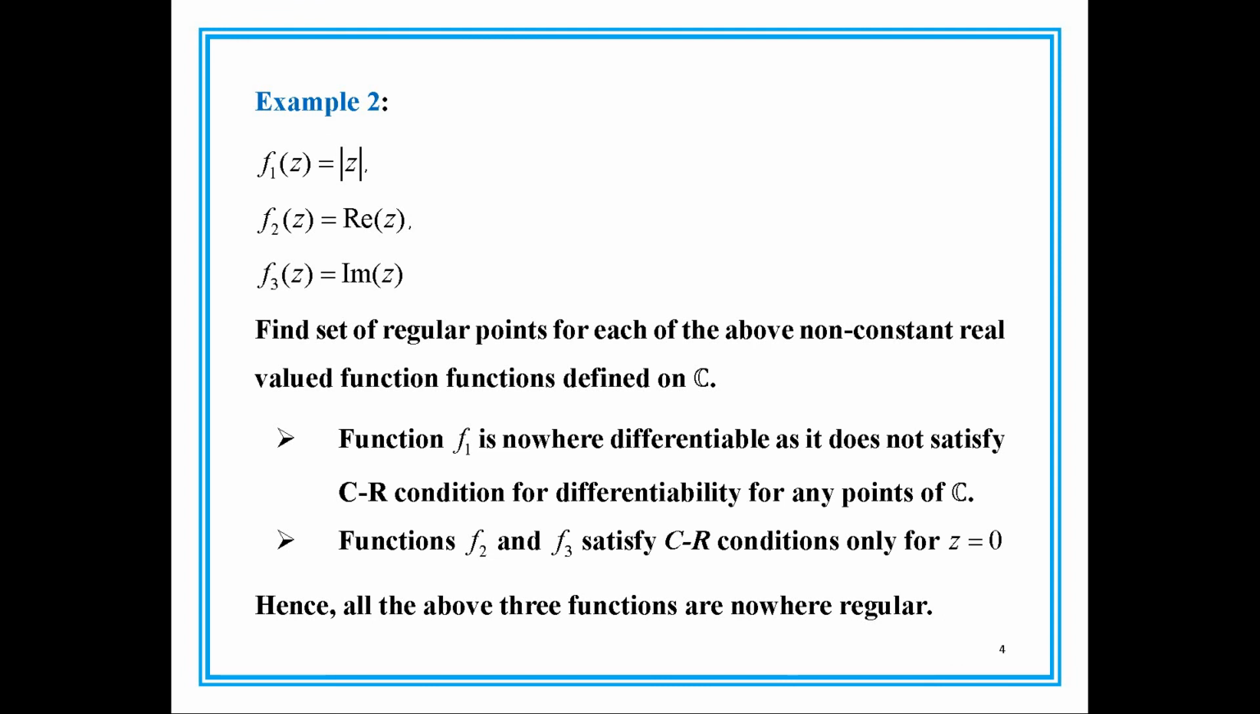Similarly, take known functions like f1(z) equal to modulus of z, f2(z) equal to real part of z, and f3(z) equal to imaginary part of z. Do they have regular points? And if yes, what are the regular points? Let us consider the first function, modulus of z. This function is already known to be nowhere differentiable, because the Cauchy-Riemann conditions for differentiability are not satisfied for any z belonging to C. So f1(z) equal to mod of z does not have regular points.